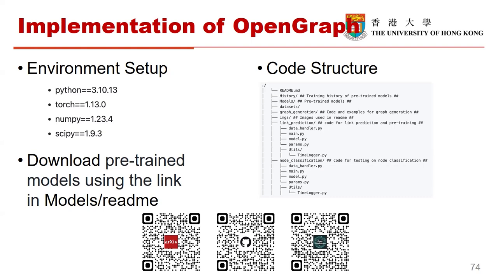As you can see, we include a README and a history directory for the training and test results, and we have a models directory for the pre-trained models, and we have a datasets directory for the generated or the test dataset, and also we split the link prediction code and the node classification code in two directories, and you can download the pre-trained models using the link in this directory.